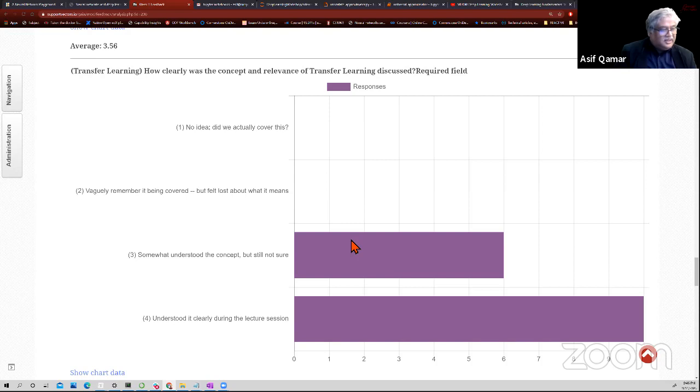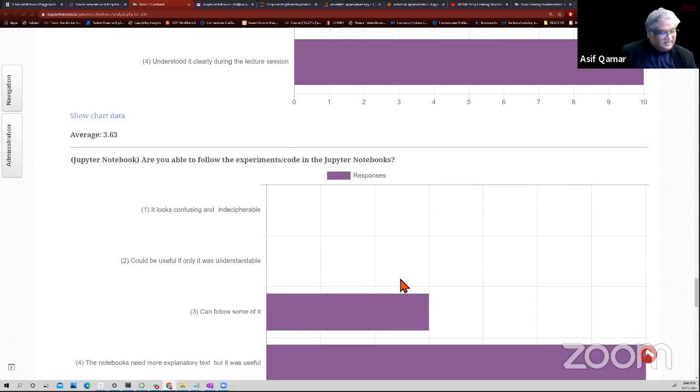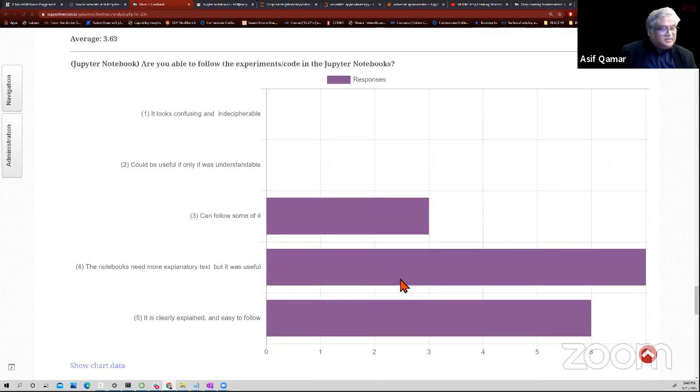Whatever is not clear. And transfer learning has had a similar effect, though I'm hopeful that this is easier. We'll pick it up as we move along, hopefully, or otherwise we'll do an extra session on that. And Jupyter notebooks, are you able to follow the experiments?